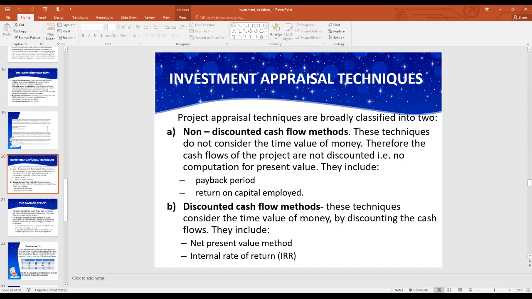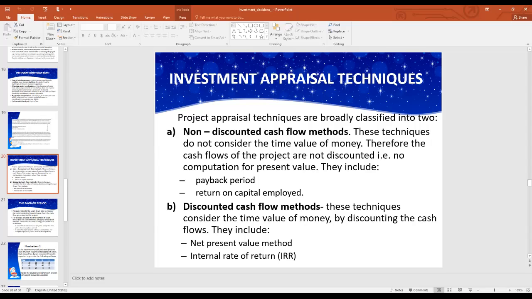And just to re-emphasize, the key distinction between the discounted and the non-discounted, as even the term itself tells us: in the case of the discounted cash flow techniques, don't forget we need to discount all the cash flows that will be received from the investment, get their present values, determine their current values, then appraise based on those present values.